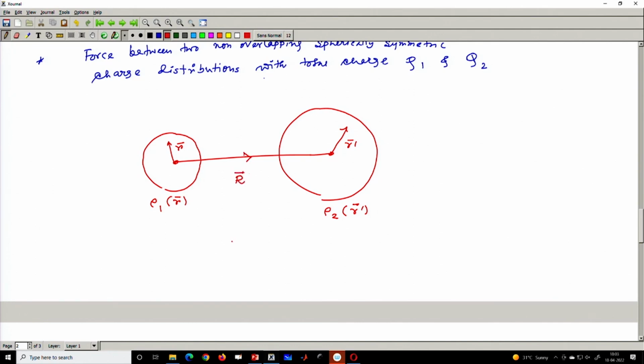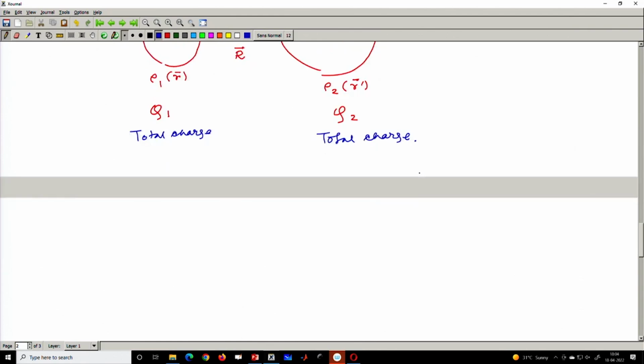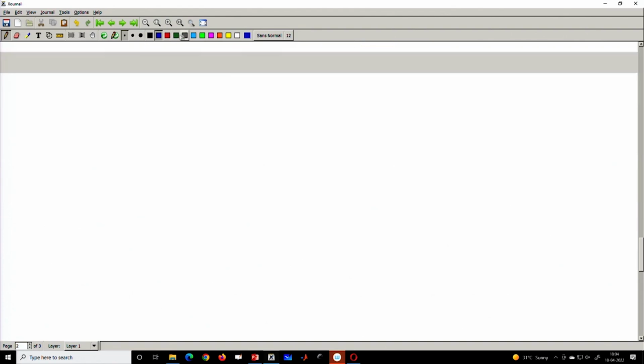Obviously r is greater than the sum of the radii of these two, which is why they are not overlapping, and the total charge is Q1 for this one and Q2 for the other. Okay. So, now let us check one by one what I can get from this.